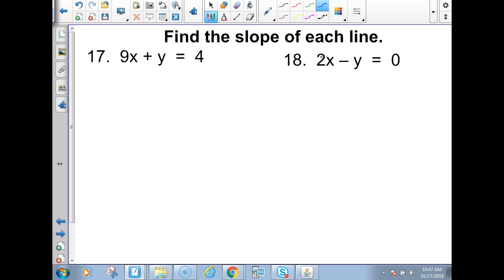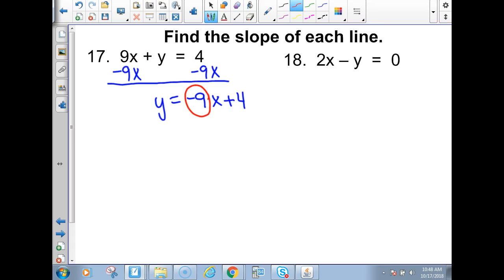Find the slope. Uh-oh, 17, it's not in the right format. So I need to get it in the right format. So I would get rid of the 9x by subtraction. Take away 9x from both sides. Now I'm going to have you write it a certain way. So bring down the y, the equals, and then put your negative 9x first. And that's a positive 4, so plus 4. So now it's in the y equals mx plus b form. You can see the m is in front of the x, it's negative 9. So slope is negative 9.